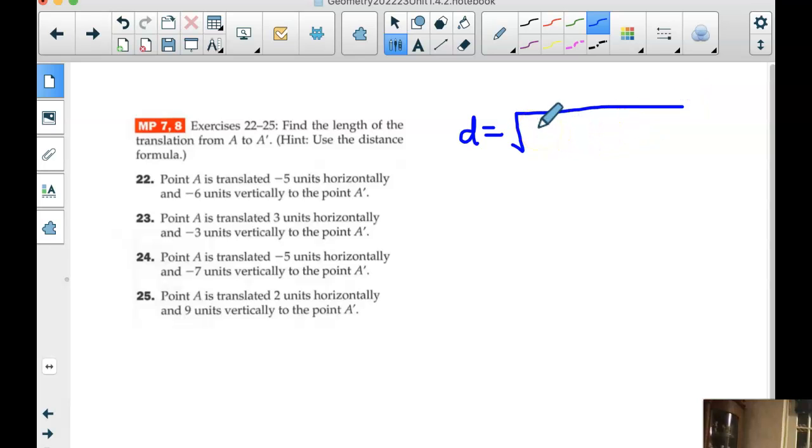So the distance here is D equals the square root of x2, and this is just position, minus x1, and then the whole thing squared, and I will show you how to do this in the calculator, plus y2, again, just position, minus y1, whole thing squared.